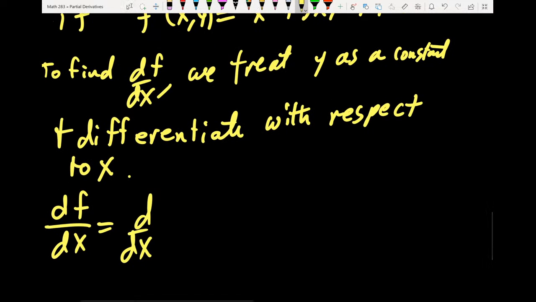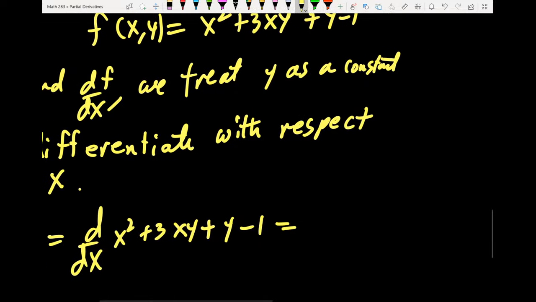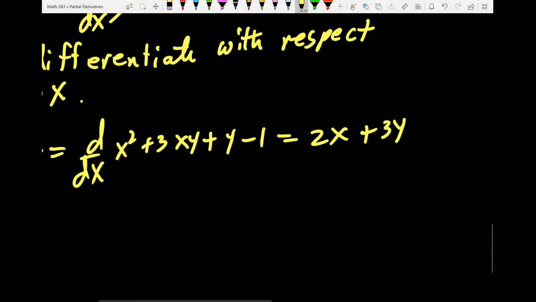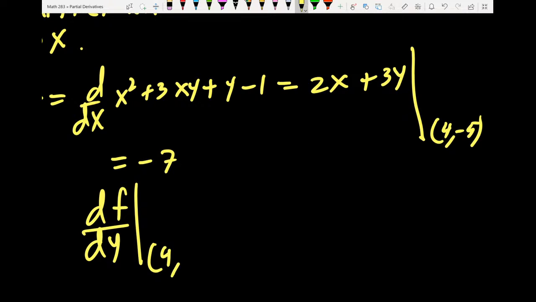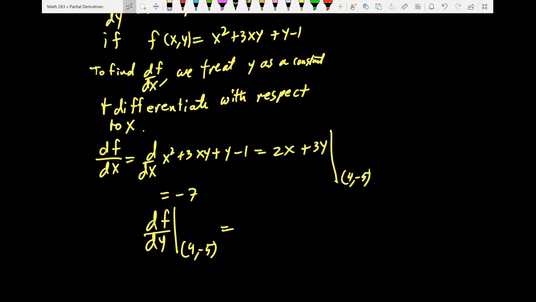What's the function? It's pretty easy, right? Oh sorry, let me write that in. x squared plus 3xy plus y minus 1. This becomes what? 2x plus 3y. And we're going to do that at the point 4, -5. And that gives us what, guys? -7. Can you guys do df dy? And I want you to get the number for that. Partial derivative is not that hard.